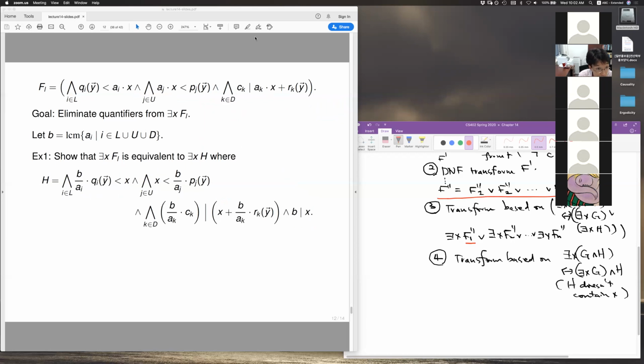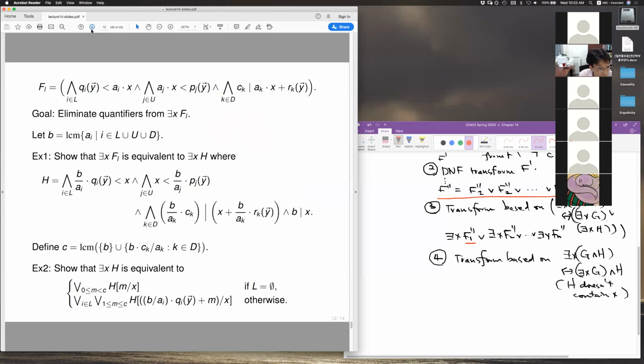The next exercise is actually a bit more challenging. So the next part is that, using this step, we transform exists x FL to exists x H. In exists x H, all the coefficients of x are now equal to 1. The last part is now really removing this existential quantification.